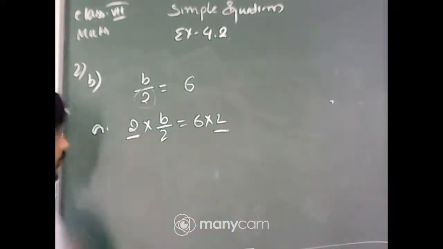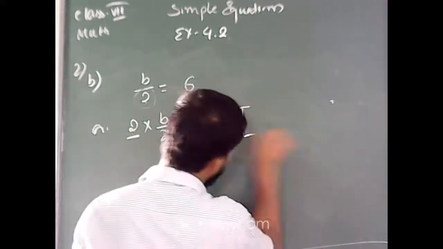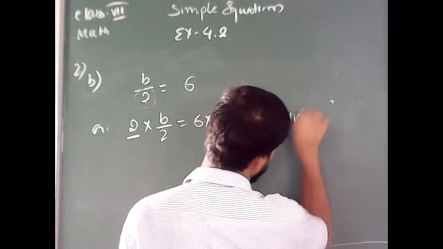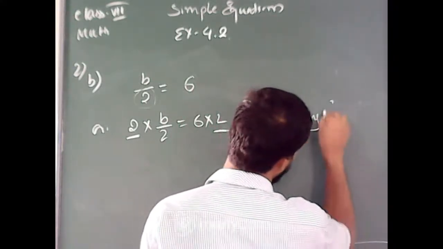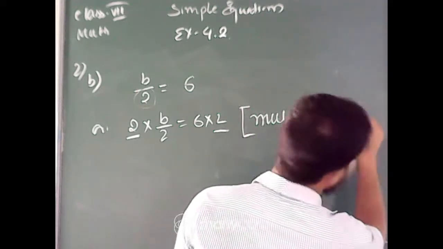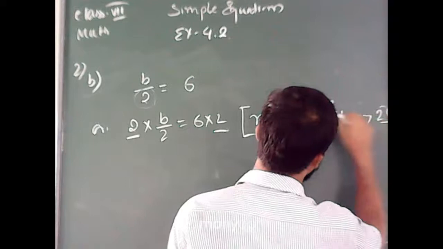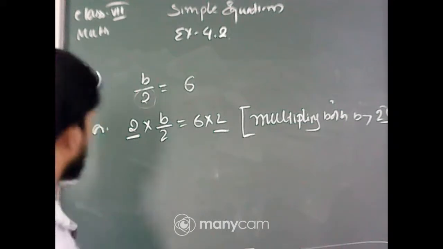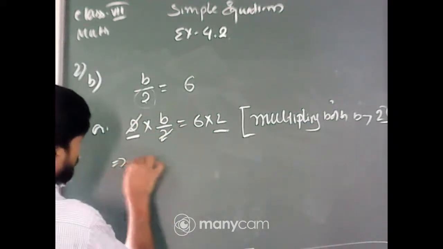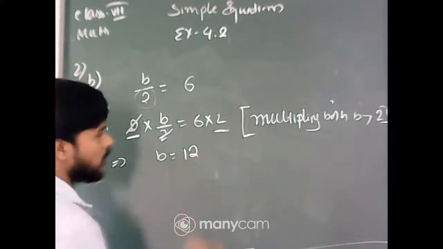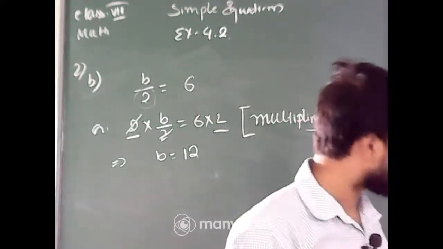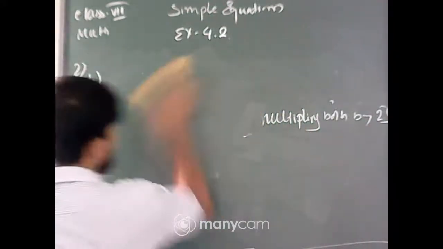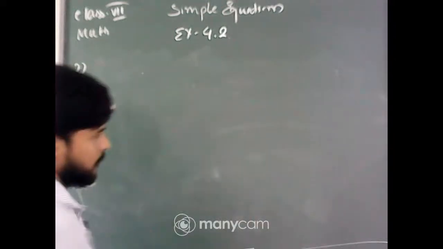We are multiplying both sides by 2, and we must write the reason: multiplying both sides by 2. So this 2 and this 2 will cancel each other, which implies B is equal to 6 twos are 12. So 12 is the answer. Okay, one more problem I will solve, and that will be the last problem for today.